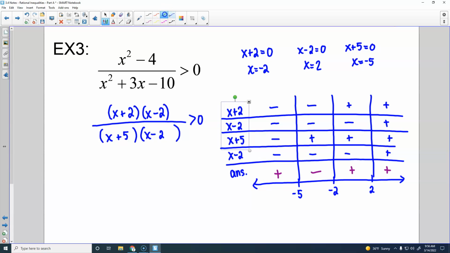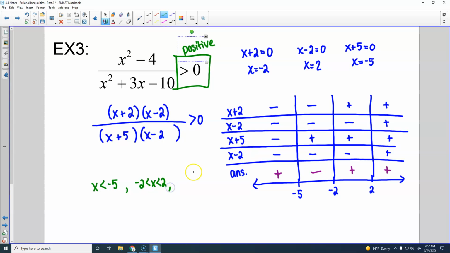Okay, my answers for this, are they positive or negative? Positive. Because from the beginning it was supposed to be greater than 0. So for my answer here, I would say x is less than -5, and then -2 is less than x less than 2, and then x is greater than 2. So it's all 3 of these sections.